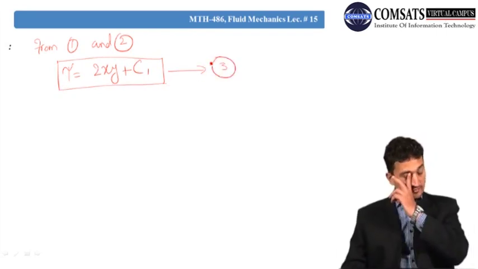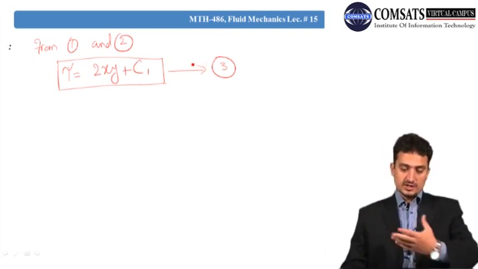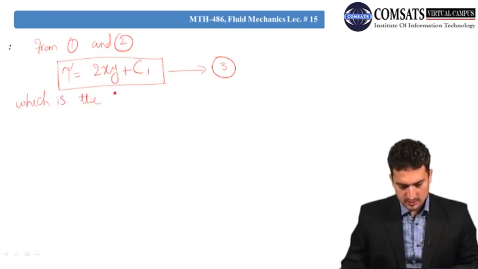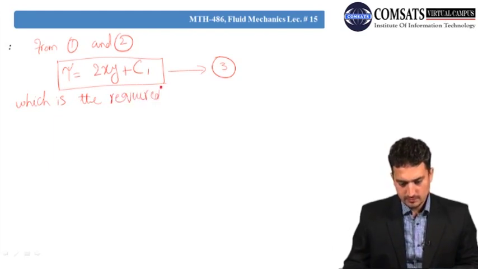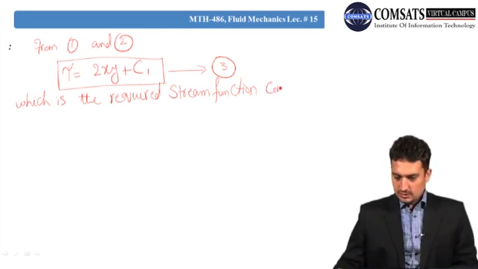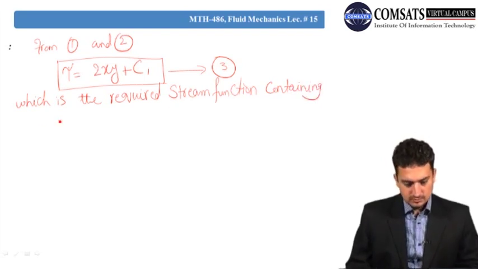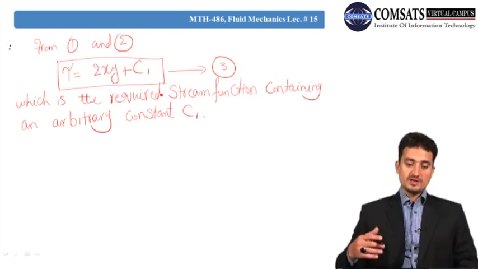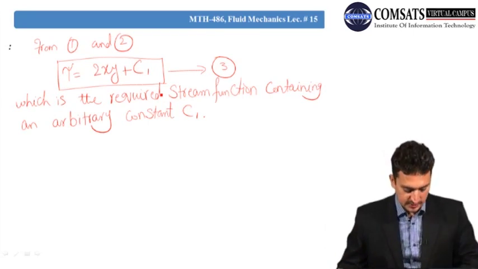And this is the desired stream function which we required, जो हमें चाहिए था, जो हमने find out करना था. This is the required stream function containing an arbitrary constant c1. इसमें एक C1 भी मौजूद है, उसको vary करने से मुख्तलिफ values of stream function हमें find out होती जाएंगी.